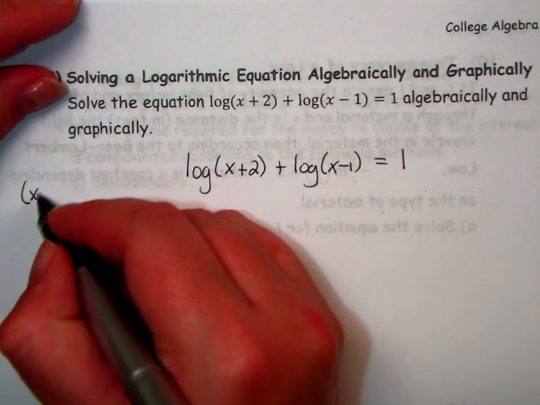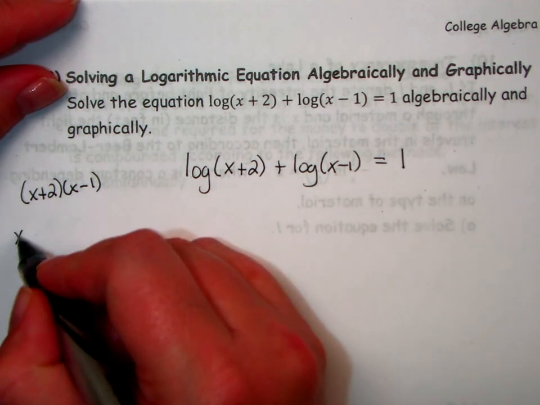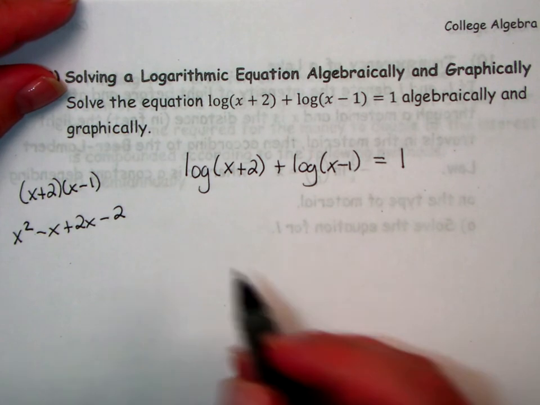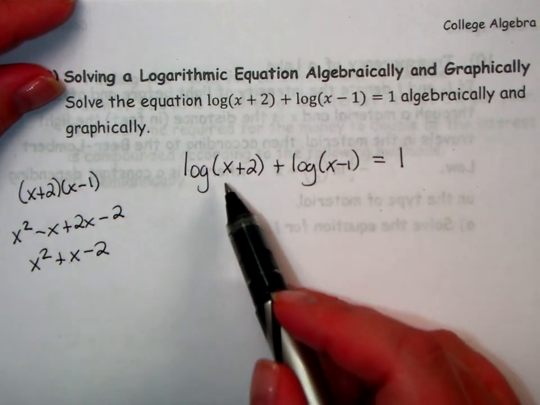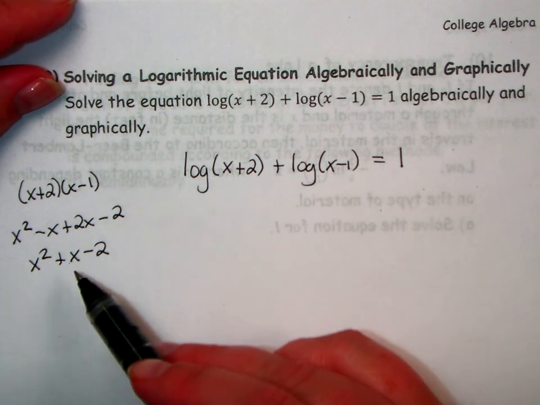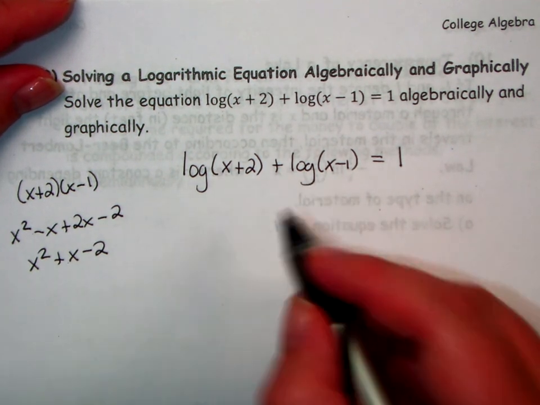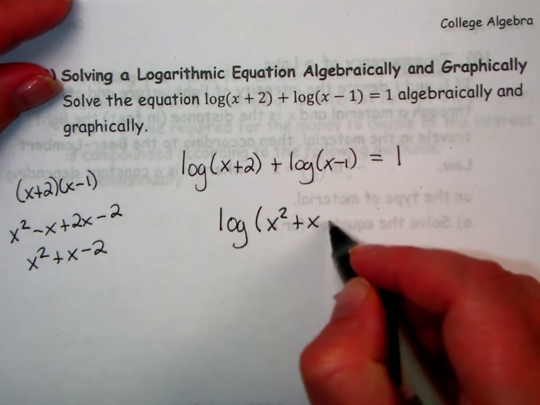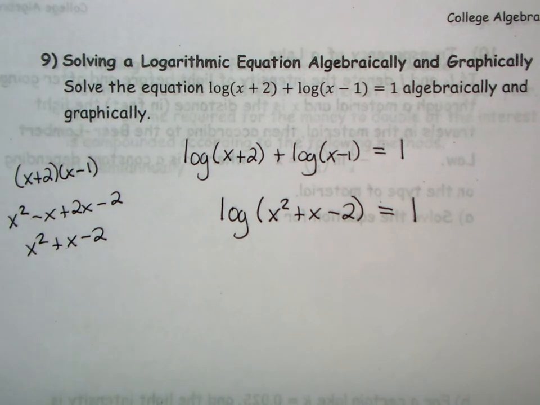So let me go ahead and do that over on the side here. So I get x squared minus x plus 2x minus 2, x squared plus x minus 2. So by multiplying these arguments together, I got x squared plus x minus 2. So when I add these 2 logarithms together, I'm going to get log of x squared plus x minus 2 equals 1. So now I have 1 log on the left, no logs on the right, but that's okay.